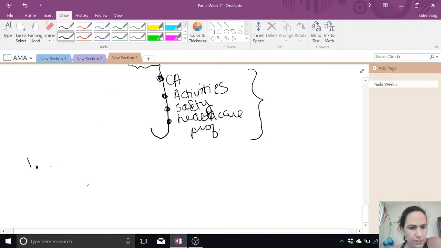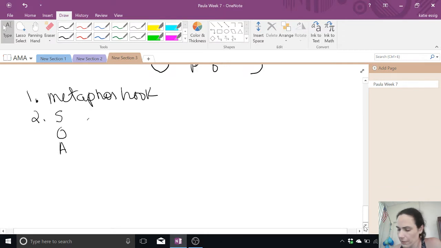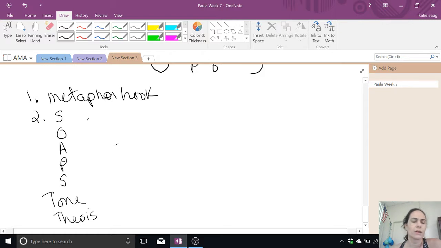The first sentence is going to be my metaphor hook. The second sentence that I'm going to write is my soapstone: S-O-A-P-S and then tone. Let me get some more space. And then the last thing that I do is my thesis or my claim.